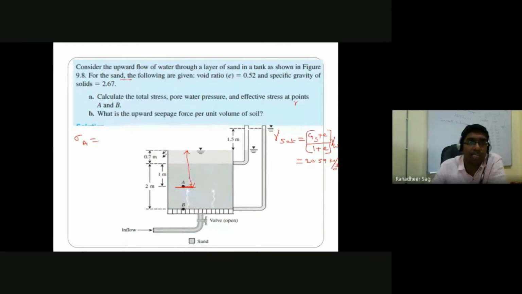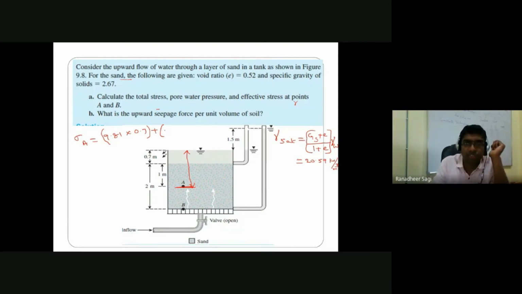If I want to calculate the total stress at point A position, the total stress at point A is due to the first 0.7 meters depth of water. So it's nothing but the unit weight of water, 9.81 into 0.7, plus the next 1 meter depth, because point A is at a depth of 1 meter from the top of the soil strata.